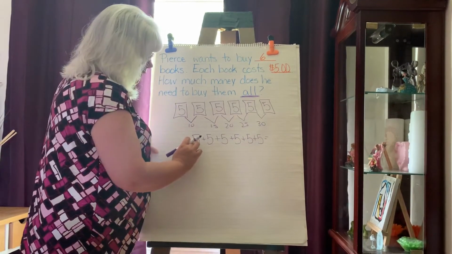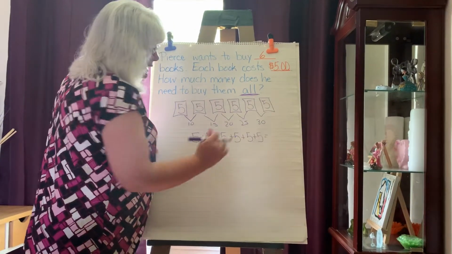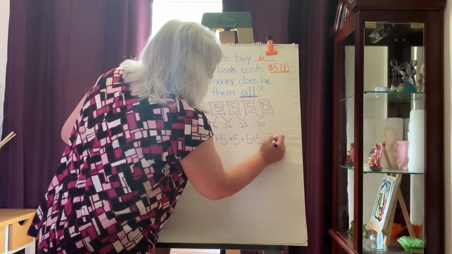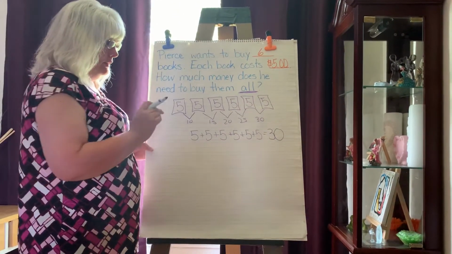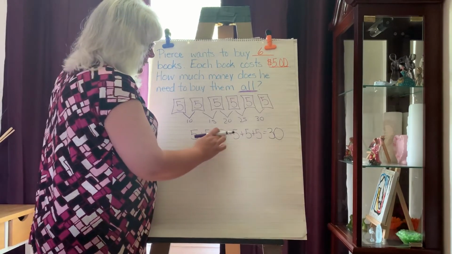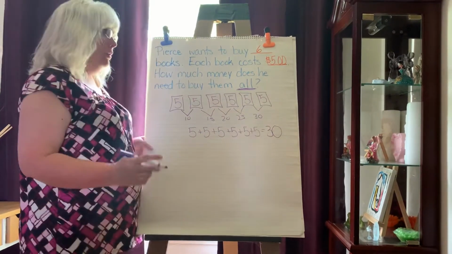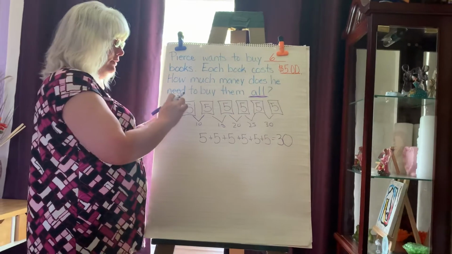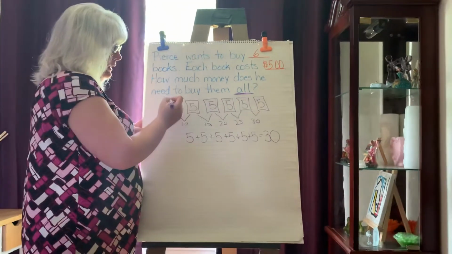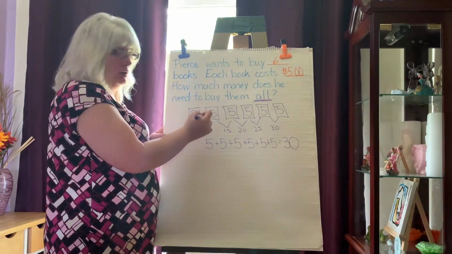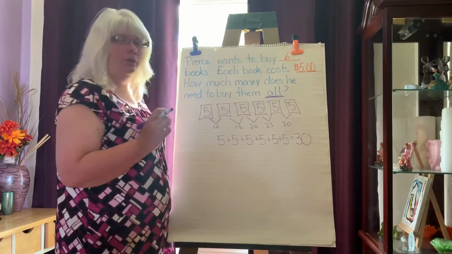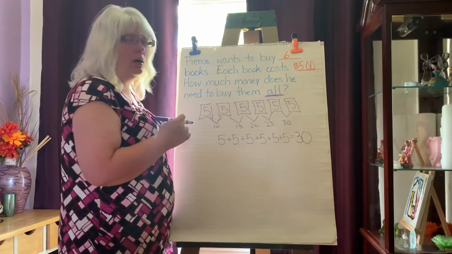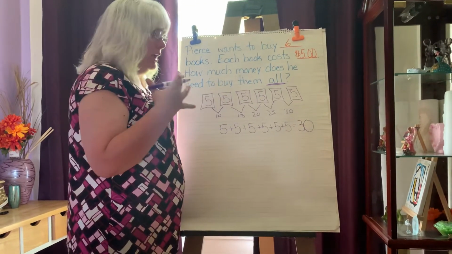So 1, 2, 3, 4, 5, 6, and that we know that equals 30. Now we can check that by skip counting: 5, 10, 15, 20, 25, 30. Or we could have written 5 ones in each and counted them all out. That is the long way. But if there's ever any doubt in your mind, you can use your drawing to help you check out everything that you've done.